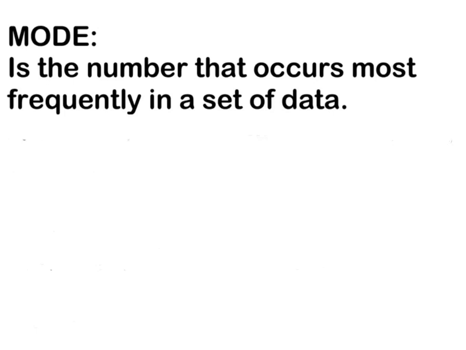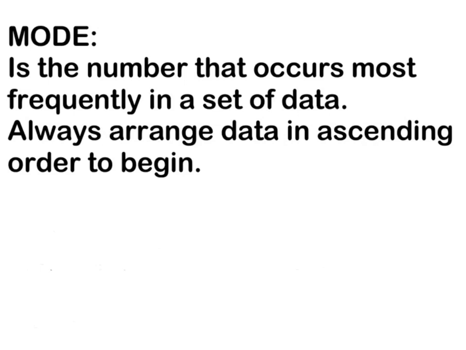So the mode is the number that occurs the most in the set of data. So how do we know this? Sometimes you might have more than one that occurs the most. So we're going to look at all the different options.